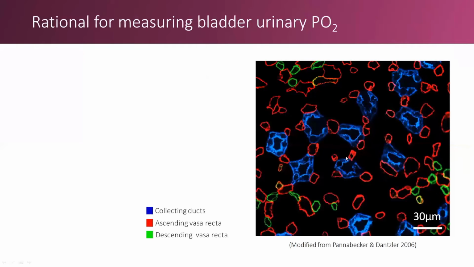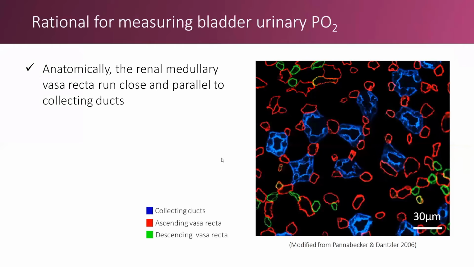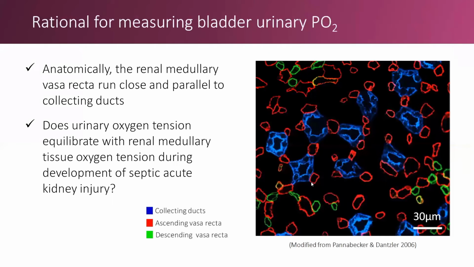And what we see is that the ascending vasa recta is positioned very close and symmetrically around the collecting ducts in the kidney. Because of this intimate association, we hypothesized that renal medullary tissue oxygenation would equilibrate with urinary oxygenation during development of septic acute kidney injury.